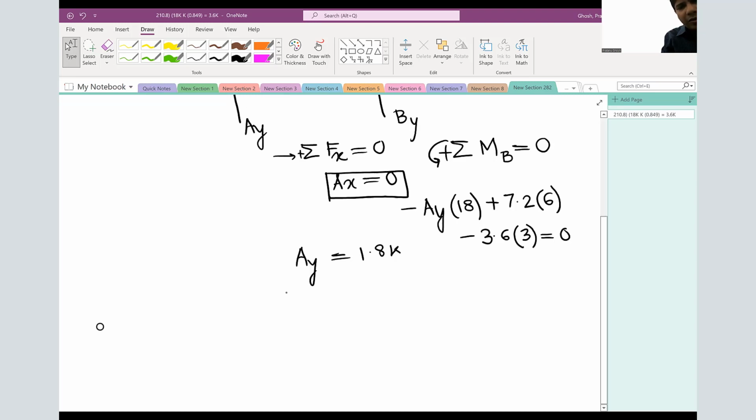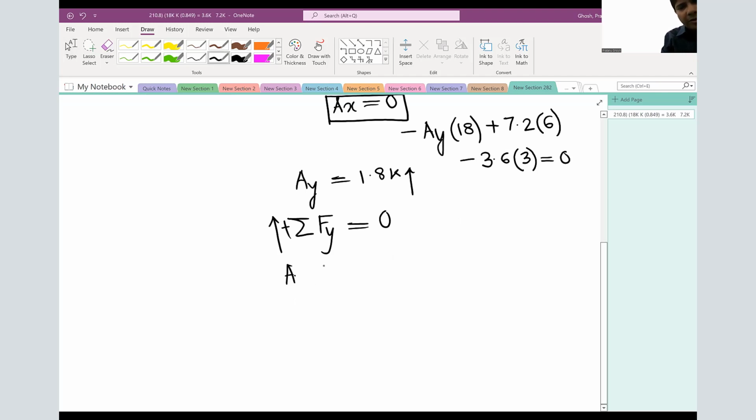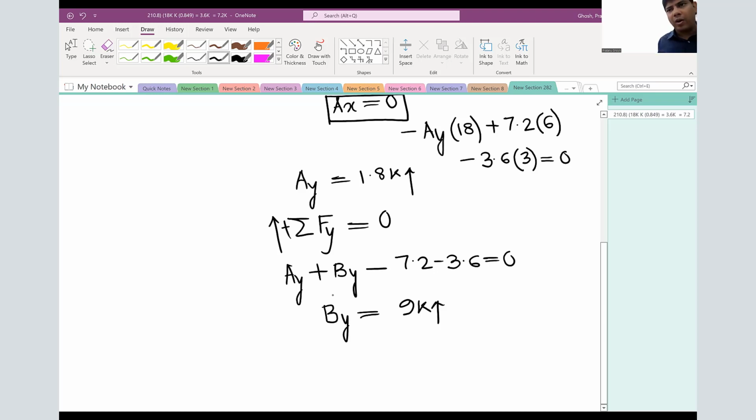Next step will be to find out BY. Summation of Fy is 0. AY plus BY minus 7.2 minus 3.6 is going to be 0. So that gives your BY is how much? 9 kips upward. So we got all our reactions.